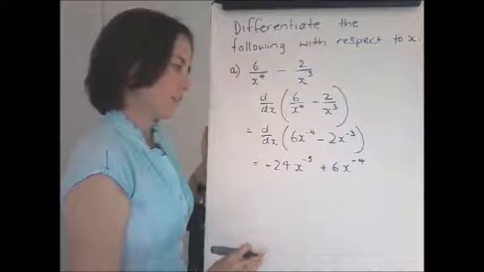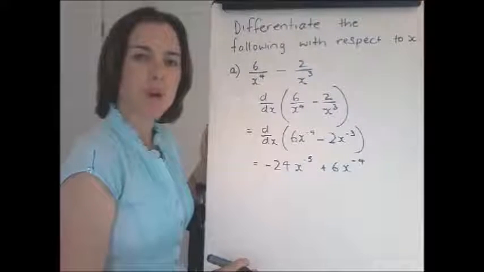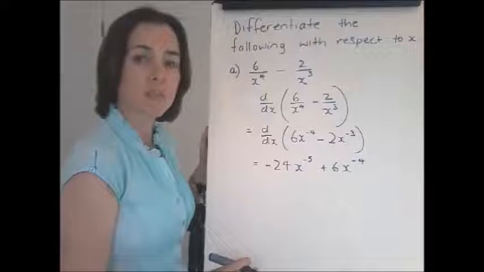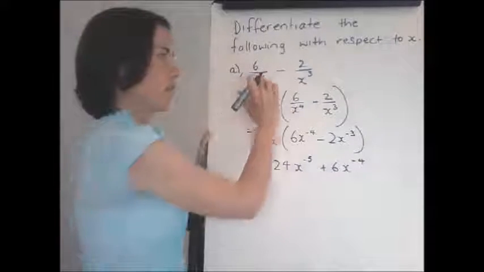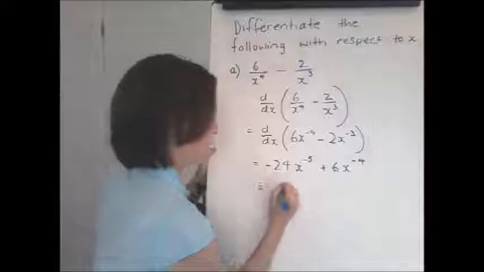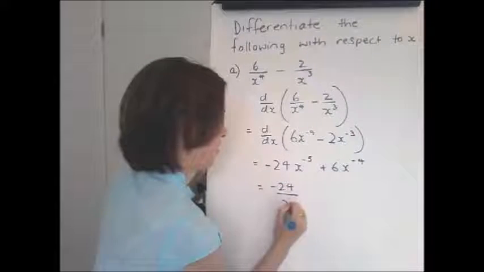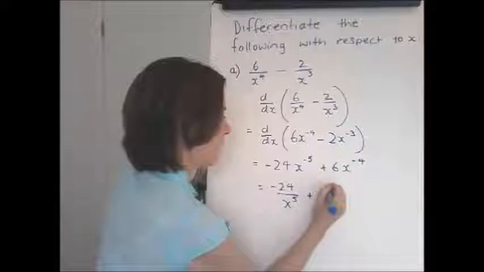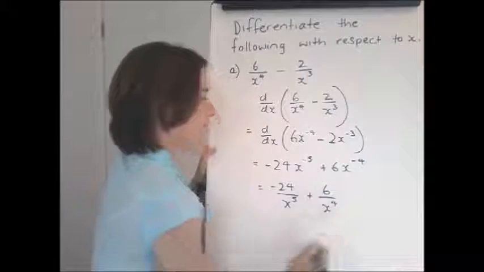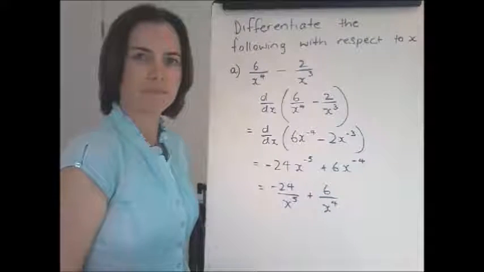Now I can't simplify it, but I can improve the way in which it's written, because it's best to express it back in the form that the question was given. So I'll go back to the form with positive powers, and I will leave it like that.